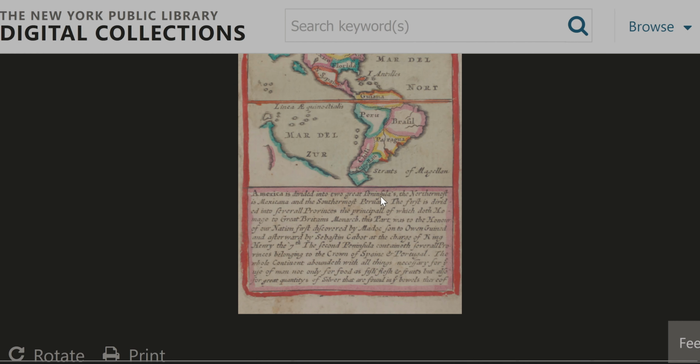It talks about America, divided into two peninsulas, north and south. And it says, this part was to the honour of our nation, first discovered by Maddox, son to Owen Gwyneth, and afterward by Sebastian Cabot, at the charge of King Henry VII. So it's very curious that they're saying that America was actually discovered first by Maddox, which of course the journeys they claim to be in the 1100s, and afterwards by Sebastian Cabot. So no mention at all of Christopher Columbus, so I do wonder if this is because Columbus came much later. And then they've changed the story to say Columbus was first.